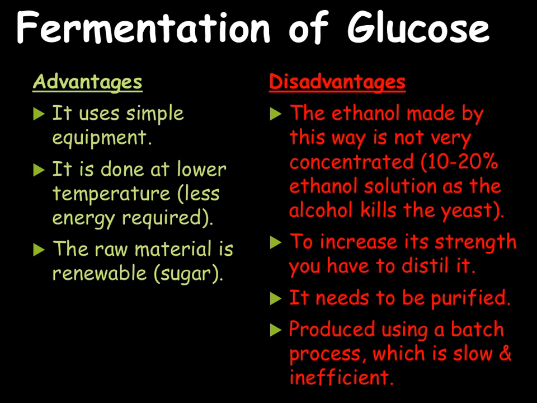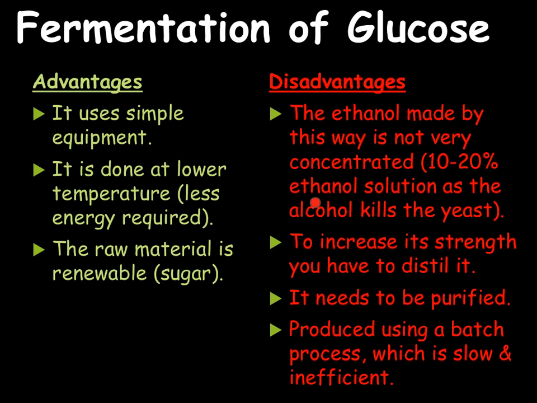Using the fermentation of glucose, the advantages are that it uses simple equipment. You do not need expensive equipment to carry this out. It is done at lower temperature, so less energy is required, and perhaps most importantly, that the raw material is renewable. The disadvantages are that the ethanol made this way is not very concentrated.